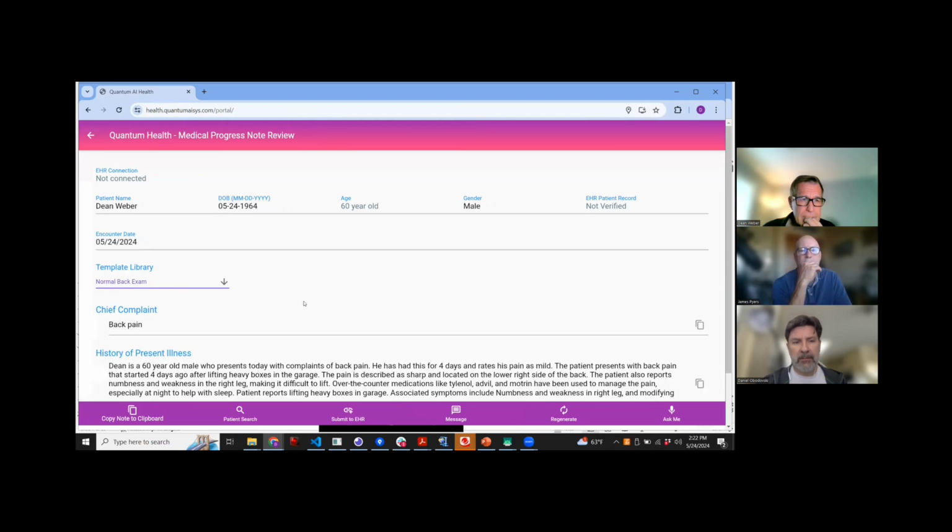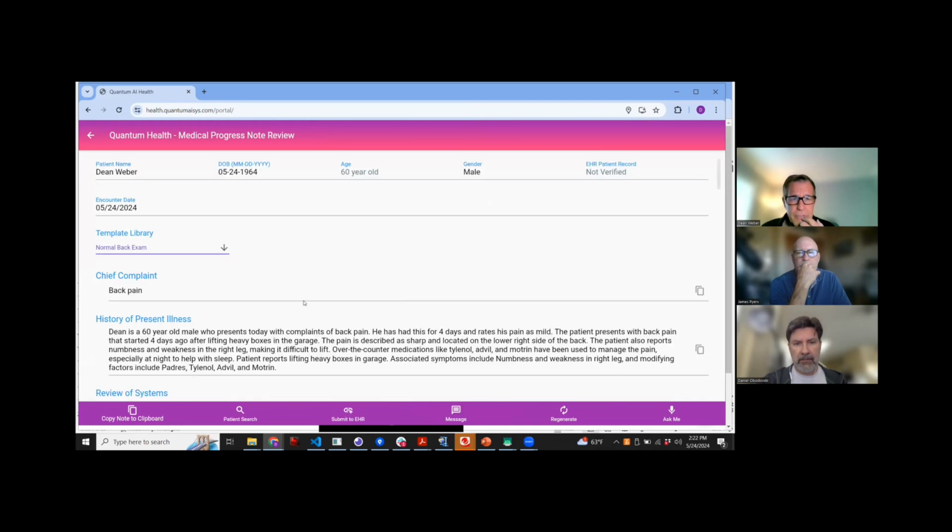So let me just talk a little bit about the structure of notes. We touched on this a little bit the other day. So this is a traditional SOAP note, and all doctors learn this structure, which stands for subjective, objective, assessment and plan.